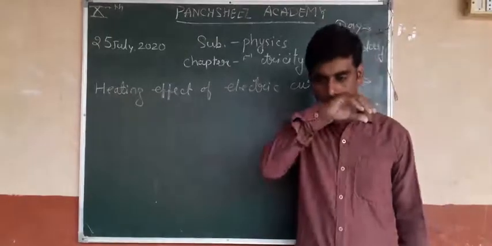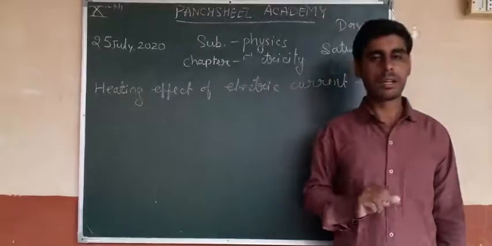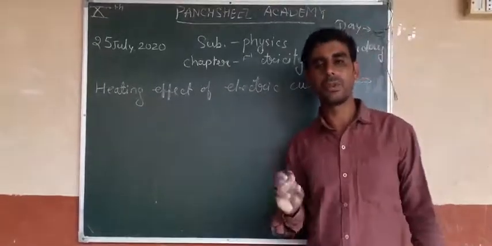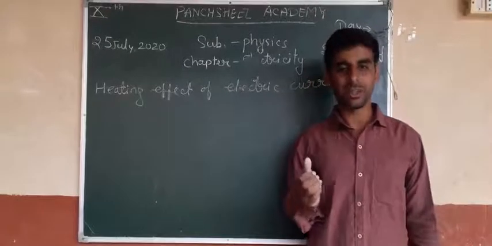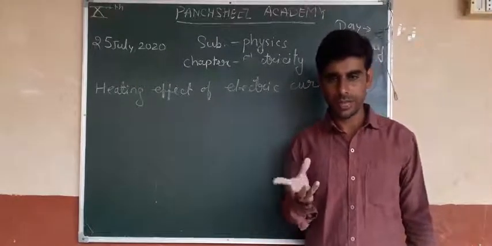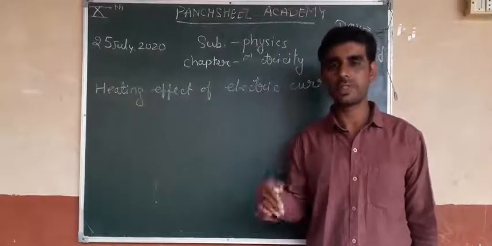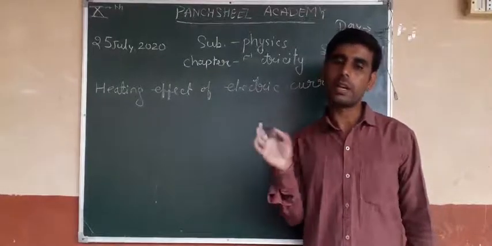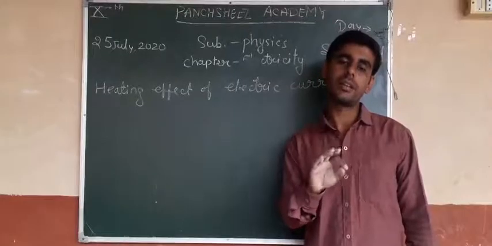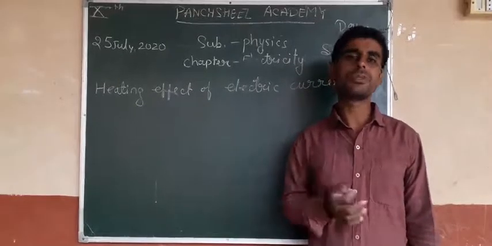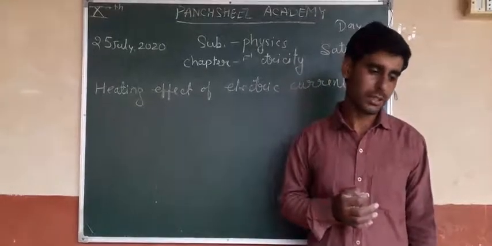Another example, nichrome wire is used for the heating element. The nichrome wire is made up of alloy and its resistance is high, so if the current flows in it, then heat is produced in it.